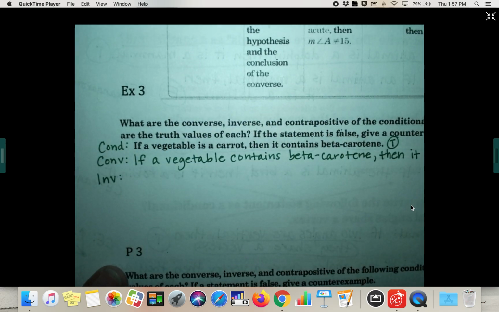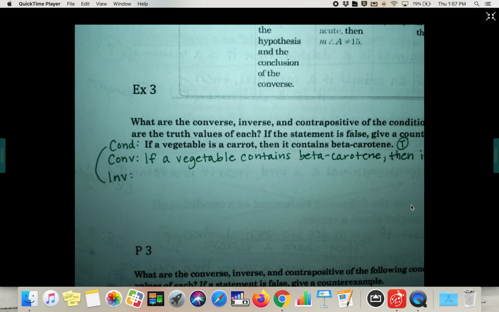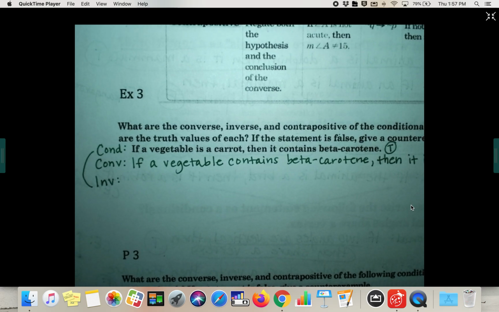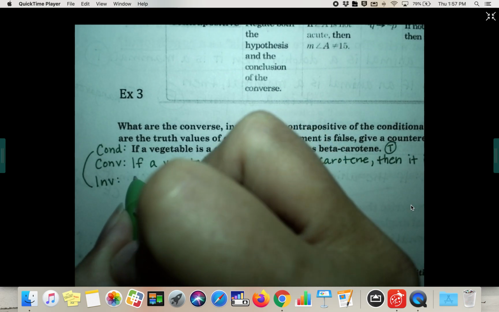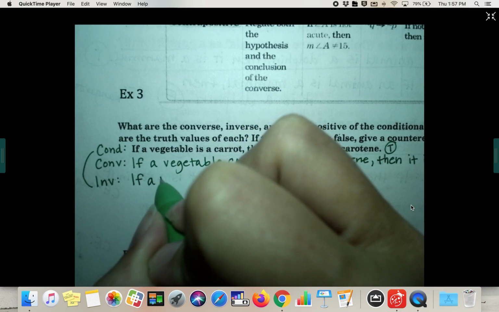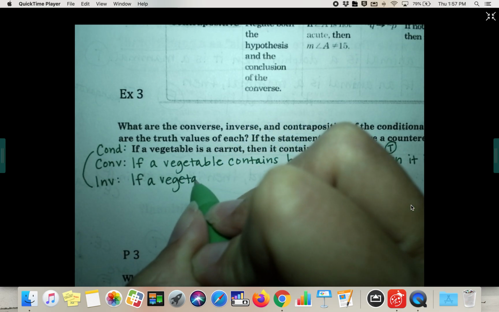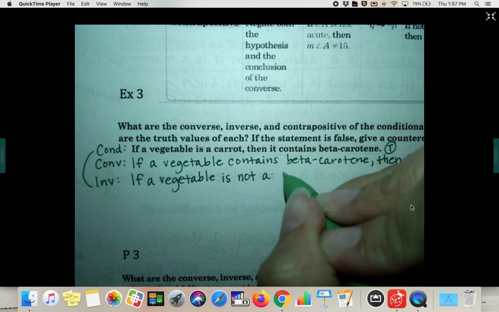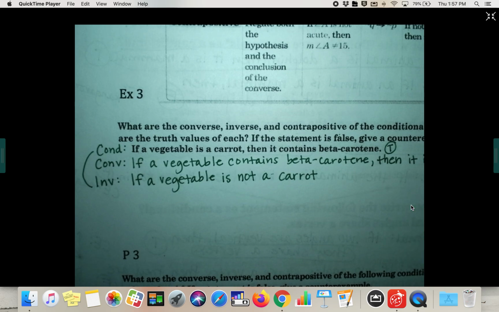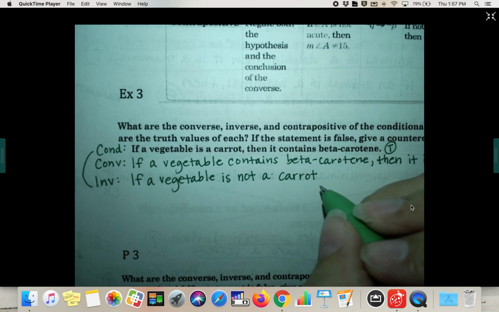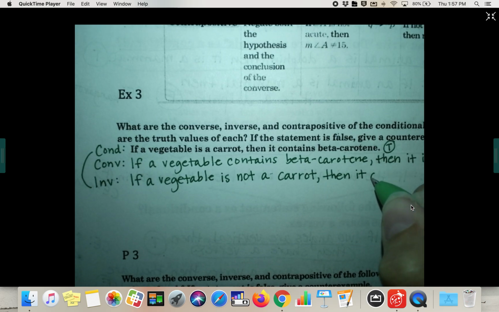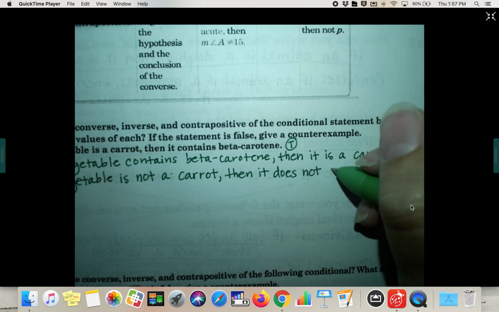All right, remember the inverse is the same as the conditional. We're just going to throw a negative in front of both parts. So the inverse would be if a vegetable is not a carrot, then it does not contain beta carotene.